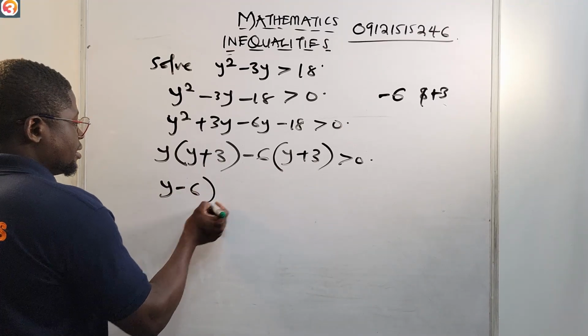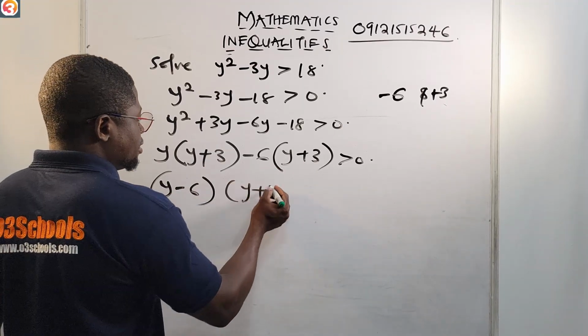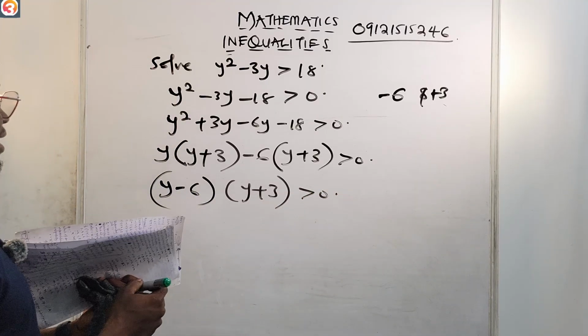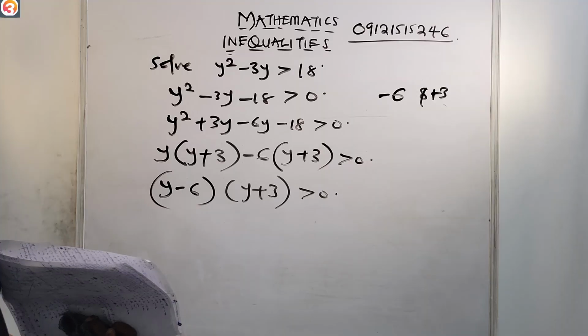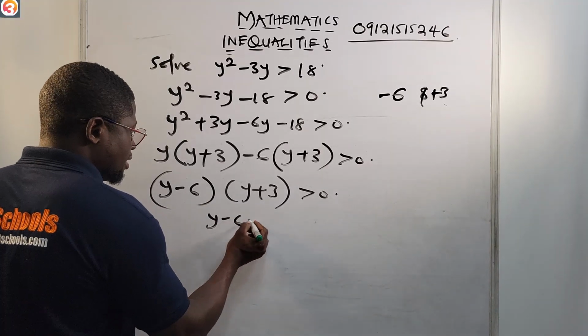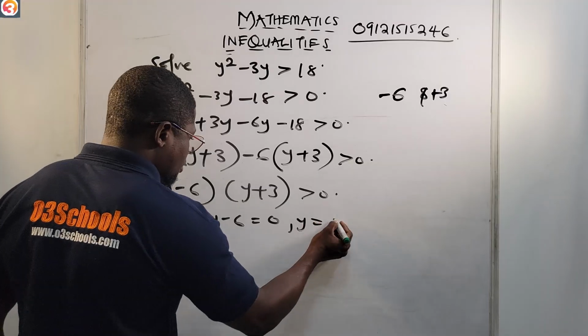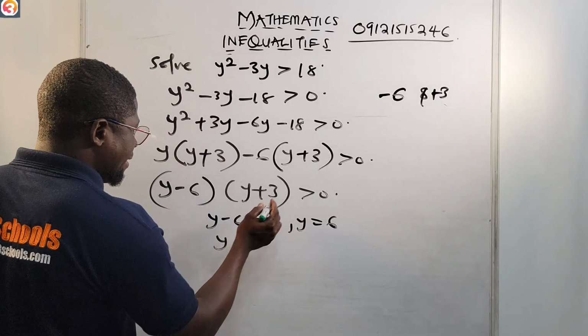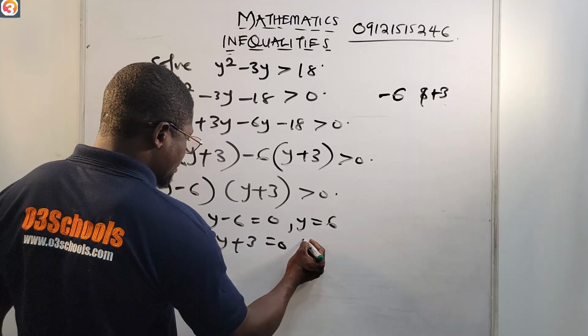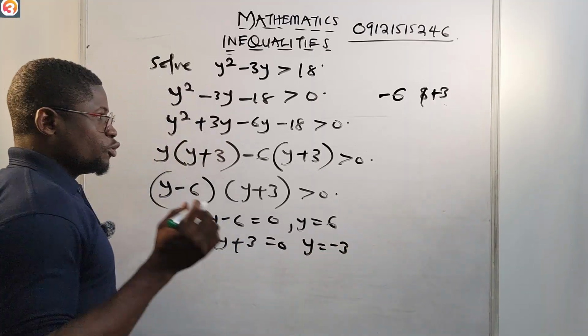So y minus 6, okay? Then y plus 3 greater than 0. Are we together? So that is that. Now we have our point. So that means our value should be what? Y minus 6 is equal to 0. That means that y is equal to 6. Or y plus 3 is equal to 0. That means y is minus 3.